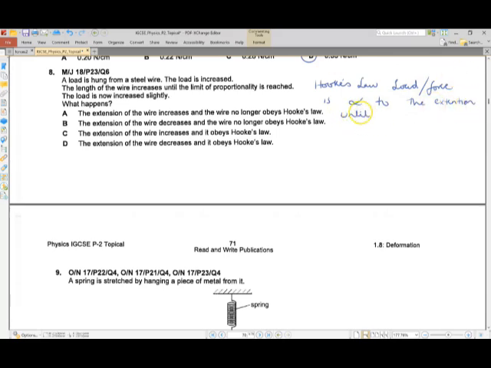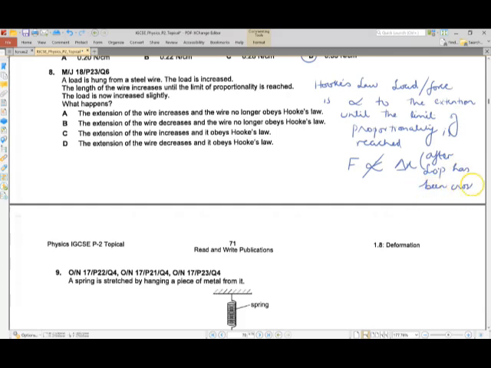until the limit of proportionality is reached. After this, when the limit of proportionality is reached, force is not proportional to the extension. After the limit of proportionality has been crossed. If you understand this concept, this is going to be a piece of cake for you.